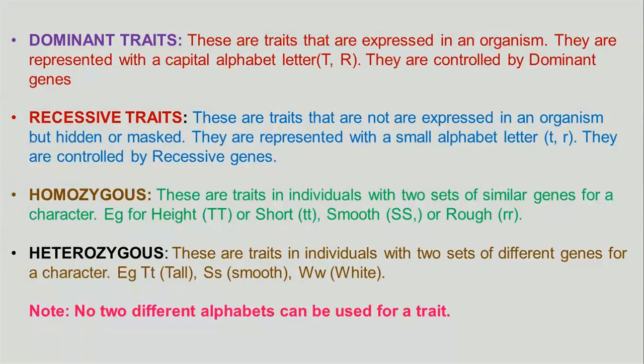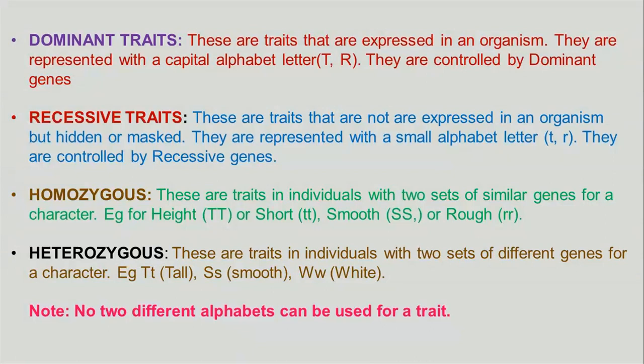Next, we have heterozygous. These are traits in individuals with two sets of different genes for a character. So you have two different genes. One is a capital letter and the other is a small letter. The capital letter is the dominant gene. The small letter is the recessive gene. So you have examples here for you to go through.